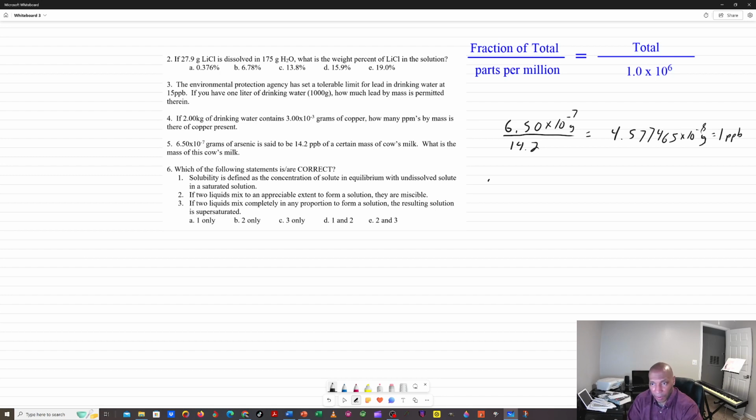So I'm going to take 4.577465 times 10 to the negative 8 grams. And I'm going to get a billion of these 1 parts per billion. So multiply by 1 times 10 to the 9. And I will have my total, a billion parts per billion. So that number times 1 exponent 9. Okay, and that would be 45. Let's see how many significant digits. This is good to 3. So it's going to be 45.8 grams, right? So the total, or a billion parts per billion, would be 45.8 grams.